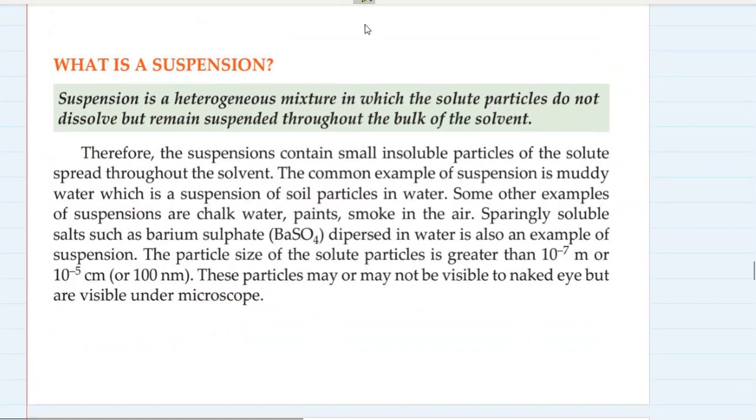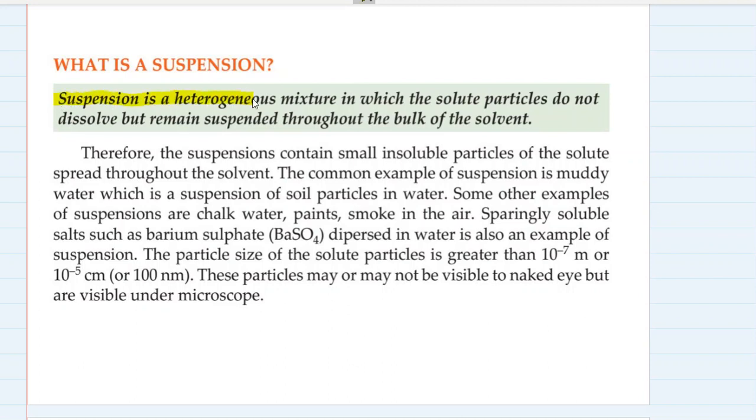Suspension. So first we started studying about solution. The next important term is a suspension. And then the colloid. Solution, suspension, colloid. We have to understand all these three terms and compare them.